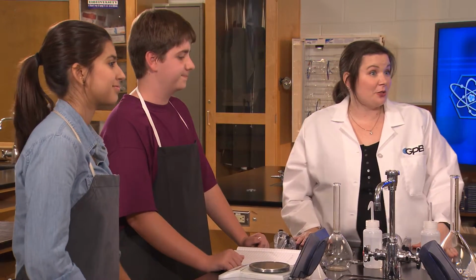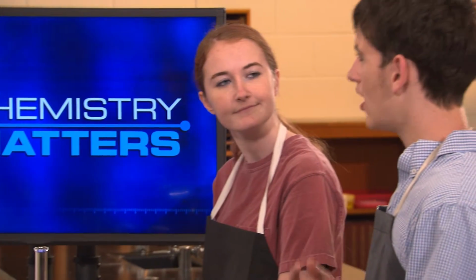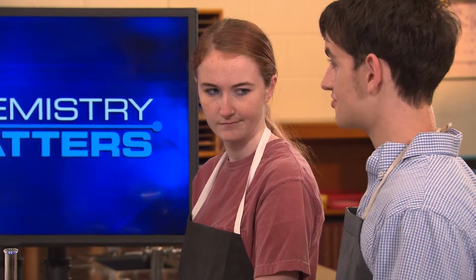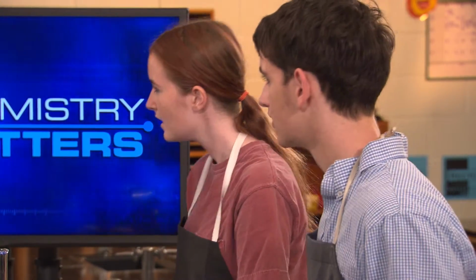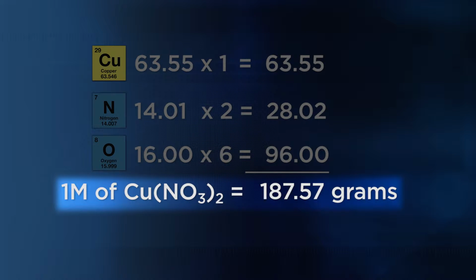Okay, team 2, are you ready to tell me your plan? I'm pretty sure we are. We need to make 1 molar solution of copper 2 nitrate, which is 1 mole of copper 2 nitrate dissolved. Yeah, and according to the masses on the periodic table, the molar mass of copper 2 nitrate is 187.57 grams. Exactly. So we just need to mass that out and place it into the volumetric flask, right? And then we'll add water up to the 1 liter mark to make sure it's 1 mole per 1 liter of solution. That sounds like a great plan.